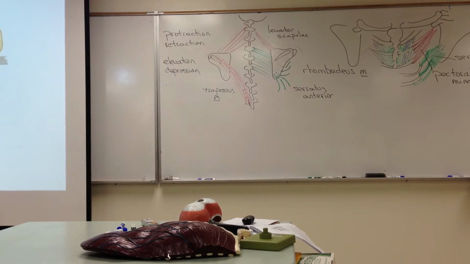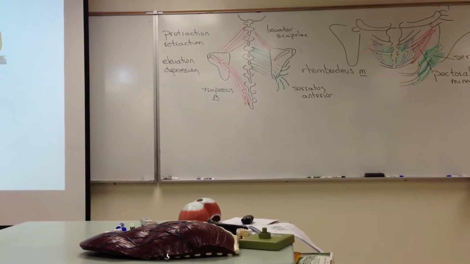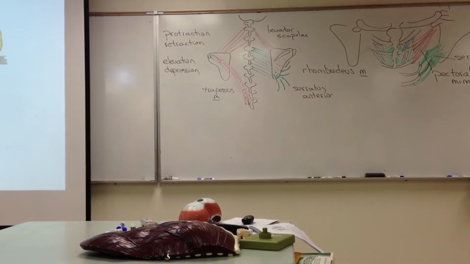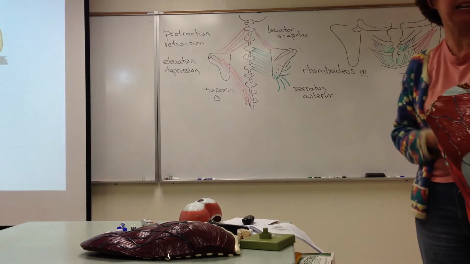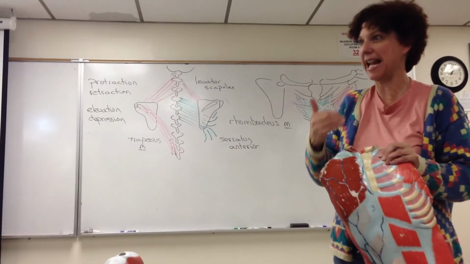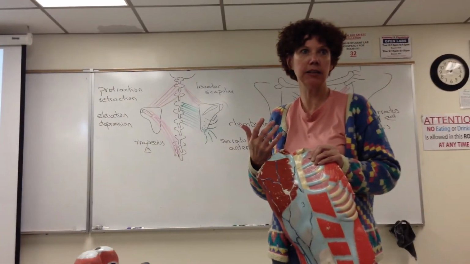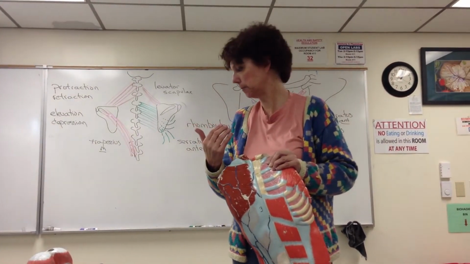So take a deep breath. Let the air out. Now force it out. You can start to feel your abdominal muscles work and your internal intercostals. Those are only used in forced expiration. Normal expiration is considered passive without the use of muscle.